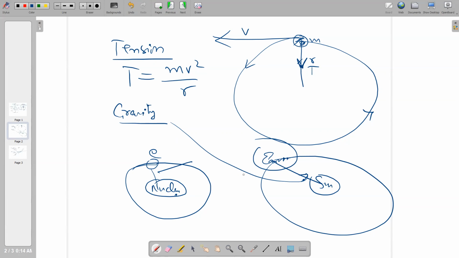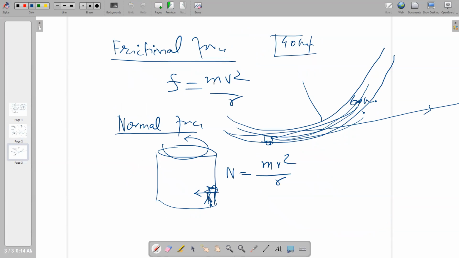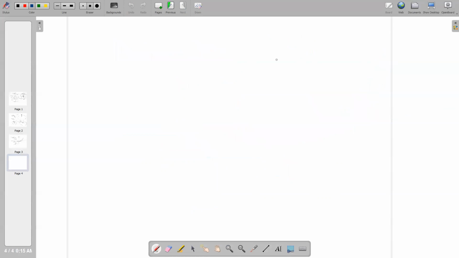Here the gravitational force is equal to mv square over r. And here the frictional force is equal to mv square over r. And here the normal force is equal to mv square over r. Our game depends on mv square over r. Okay. After this, we have some examples about this article. We have only one article in this chapter. Okay, the examples are this conical pendulum.